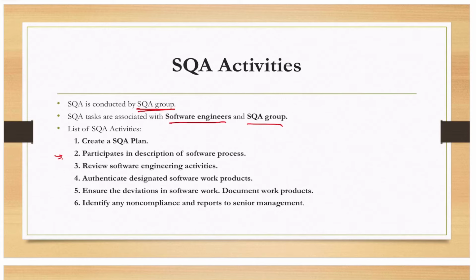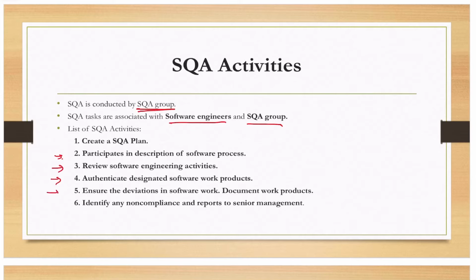The third one is reviewing software engineering activities. In this, the SQA group identifies and documents the process. The group also verifies the correctness of the software process. The fourth one is authenticating designated software work products. In this, the SQA group performs tasks like reviewing selected work, identifying the process, documenting, tracking the deviations, and verifying the correctness of the changes made in the process.